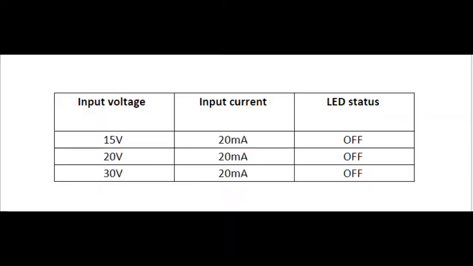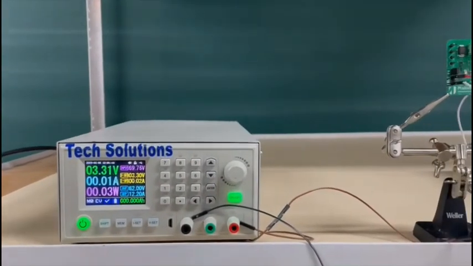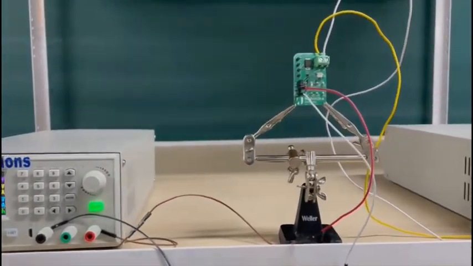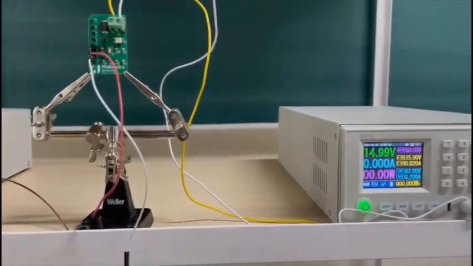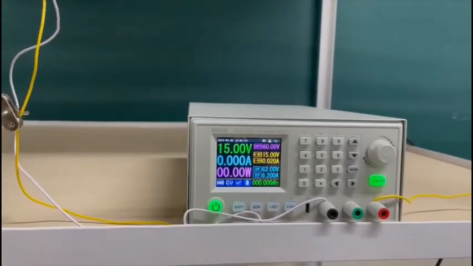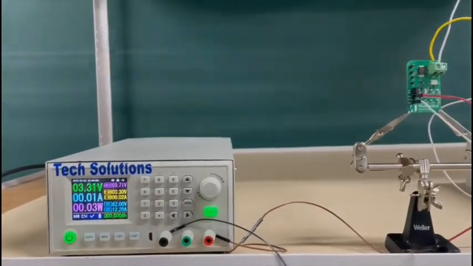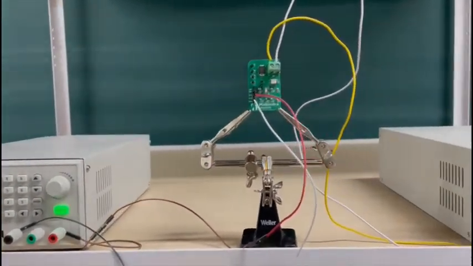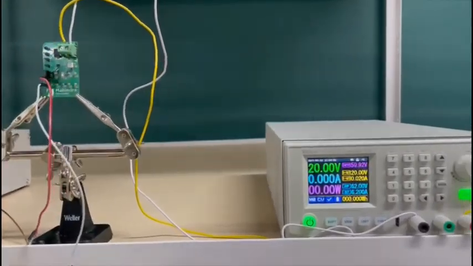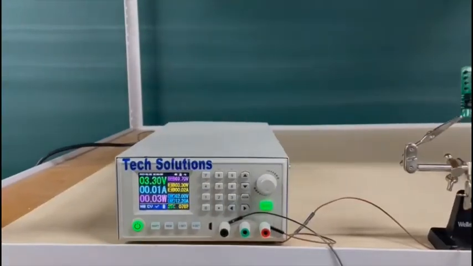For further demonstration, the input voltage was varied in a 15 to 30 volt range. All test conditions were successfully dealt with by the detection circuitry and the output was as expected. The 15 volt setup, the 20 volt setup, and the 30 volt setup.